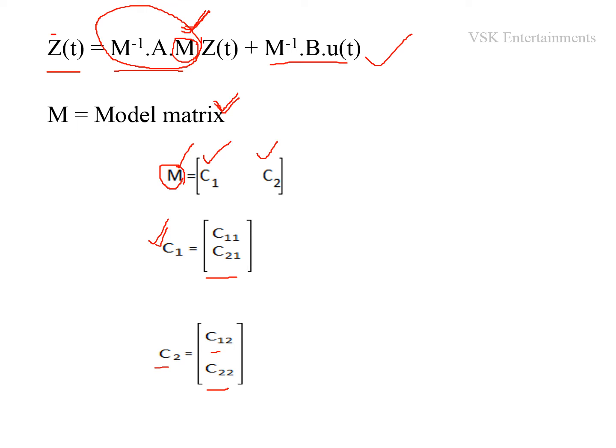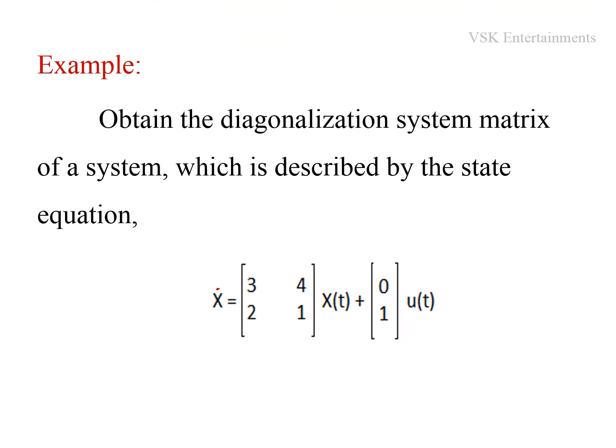Now, with an example, we are going to discuss the process of diagonalization. Coming to the example, obtain the diagonalization system matrix of a system which is described by the state equation. Here the state equation is given as x dot of t is equal to the matrix 3 4 2 1 into x of t plus the matrix 0 1 into u of t. In this, the matrix is a state matrix or system matrix, which is a non-diagonal state matrix. Now we have to obtain the diagonal state matrix by using the process of diagonalization.